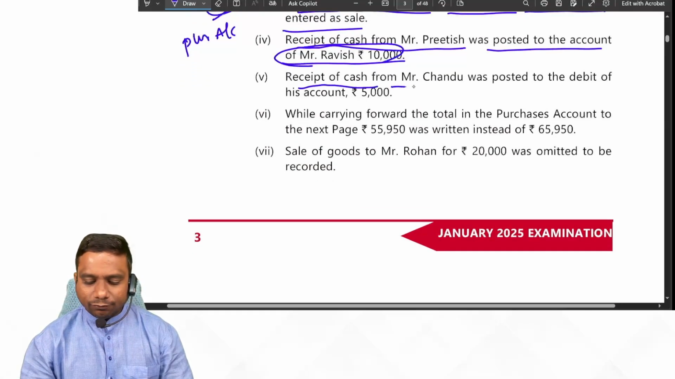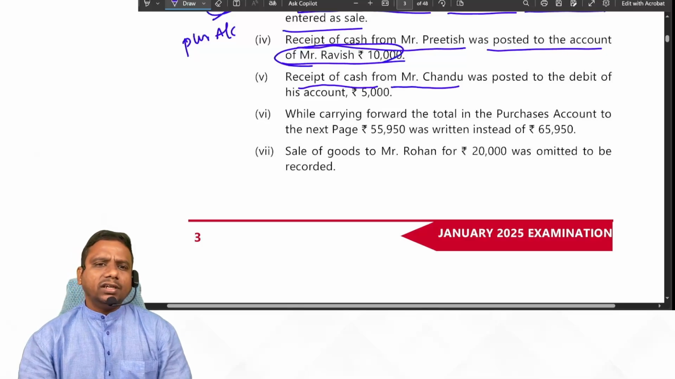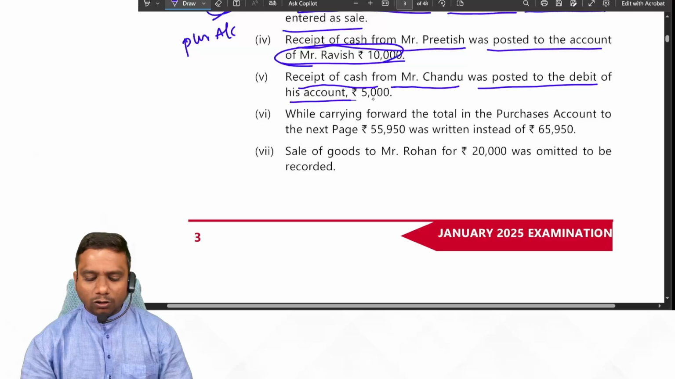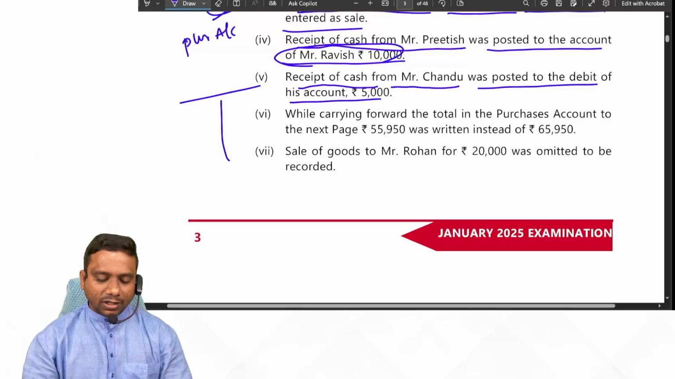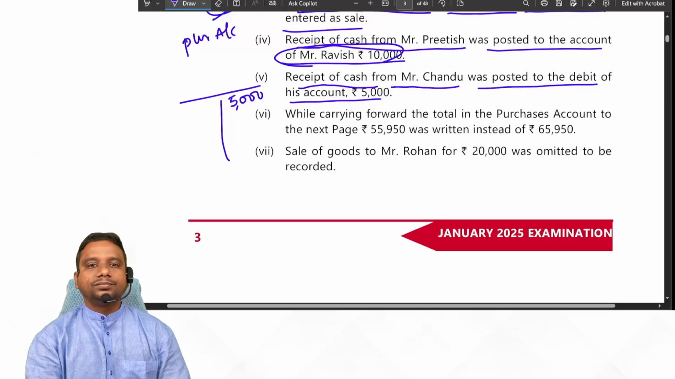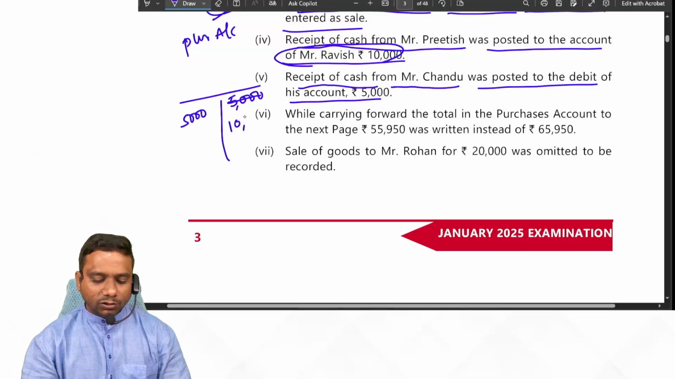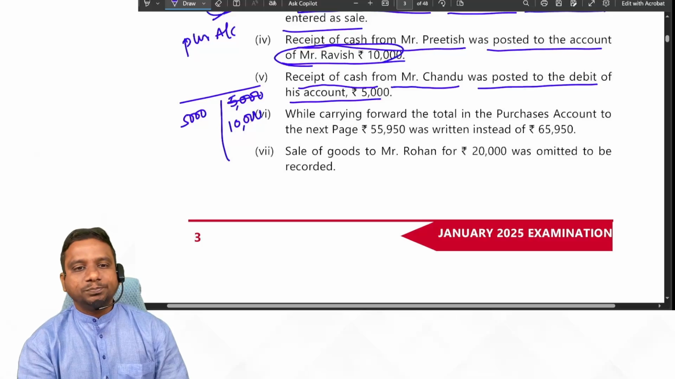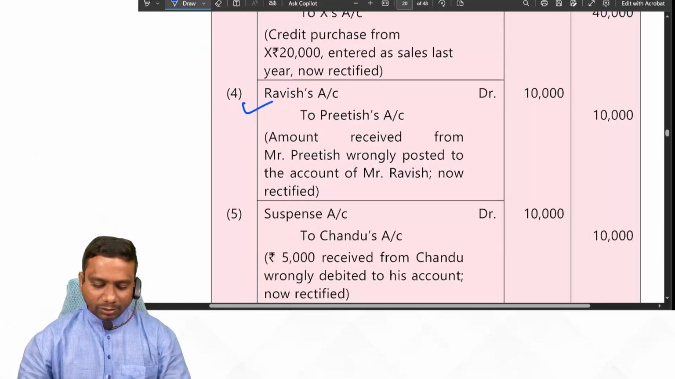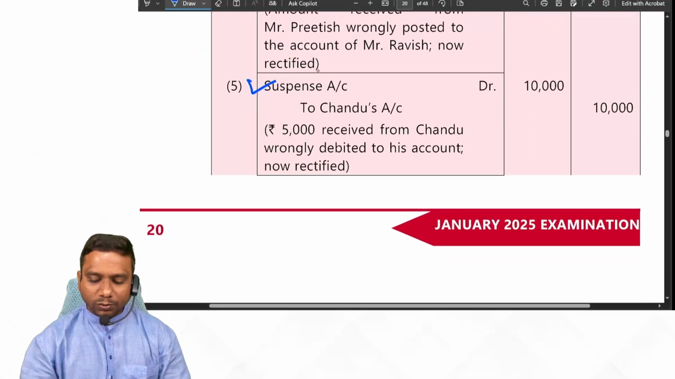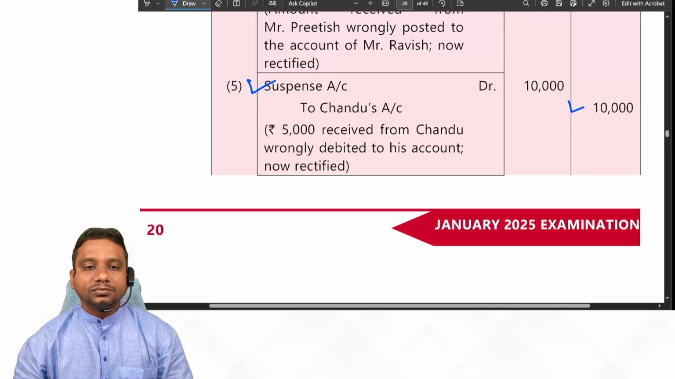Receipt of cash from Mr. Chandu. Normally, what is the entry we record? Cash account debit to Chandu account. It was posted to the debit of his account. Actually, we have to write the credit side of his account 5,000, but by mistake we have written on the debit side. Now, how do you rectify? By crediting Chandu account by 10,000 rupees. So what is the entry we record? Suspense account debit to Chandu account 10,000 rupees. Observe carefully. Is it clear, students?